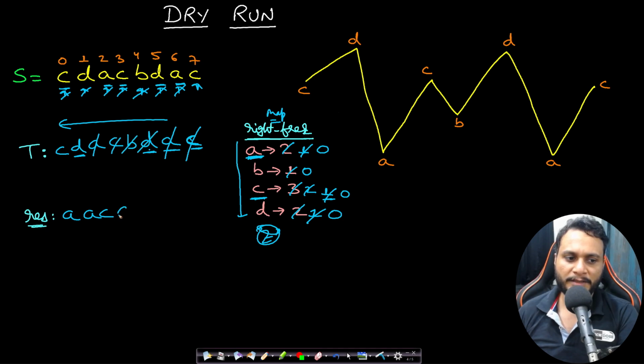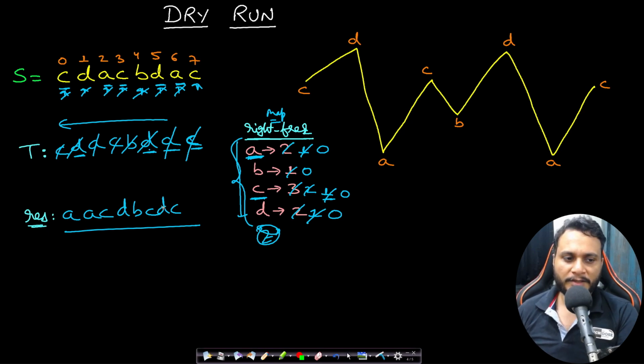D, B, C, and DC will also get taken out because all the frequencies are now 0, so everyone will be smaller, right? And the final answer is AAC, DB, CDC. So I think this entire process of generating the smallest lexicographical string according to the mentioned rules is clear.